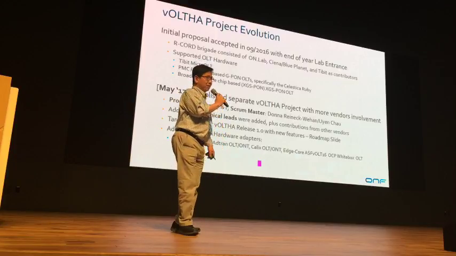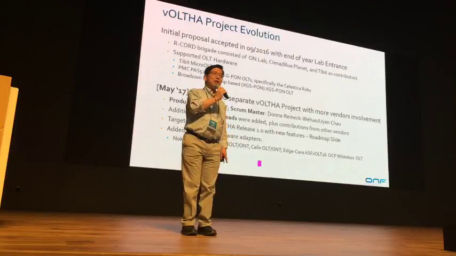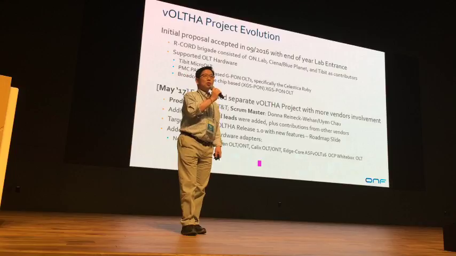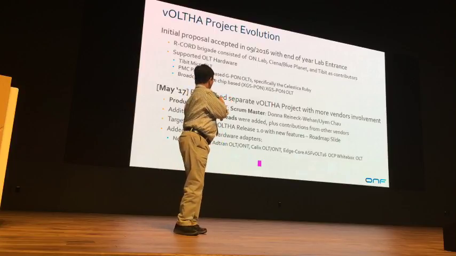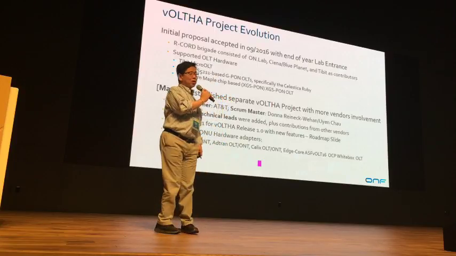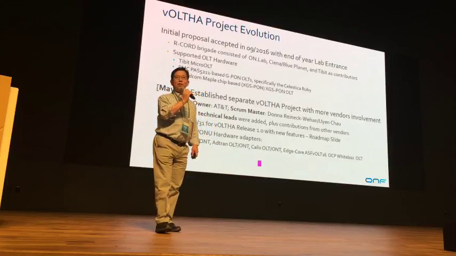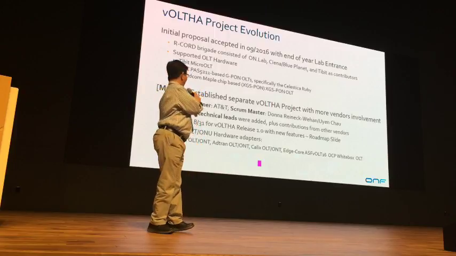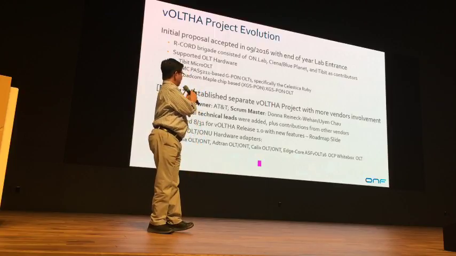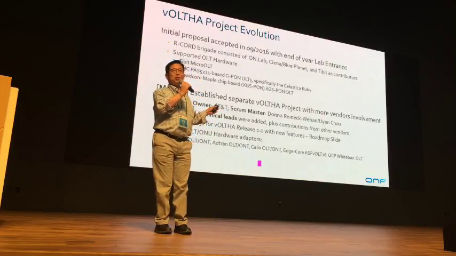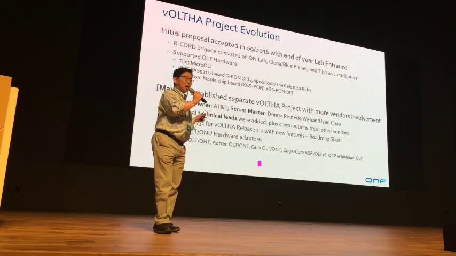Since then, we defined the release features, and then we had three development sprints and also the framework exploration process within a two month period. Our target for the VOLTHA 1.0 release was initially August 31st, and then there was a certain feature set for release 1.0, which I'm going to show you in the roadmap later.